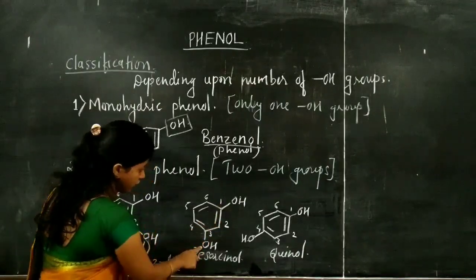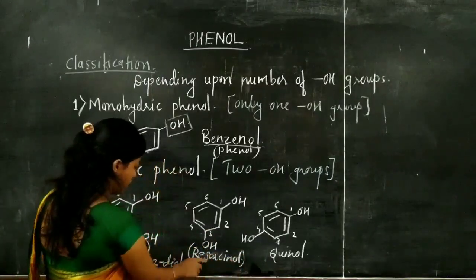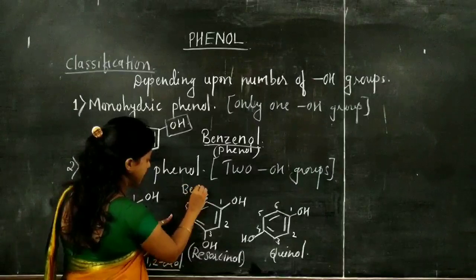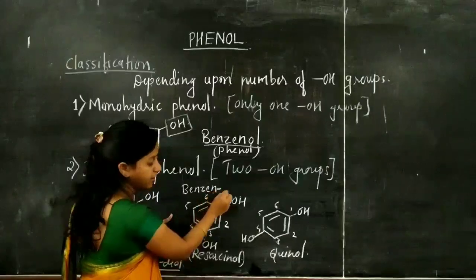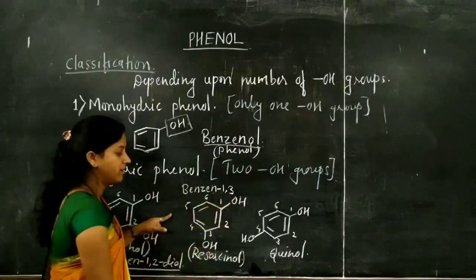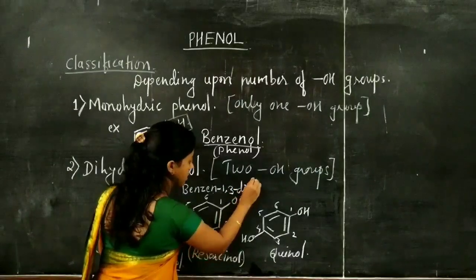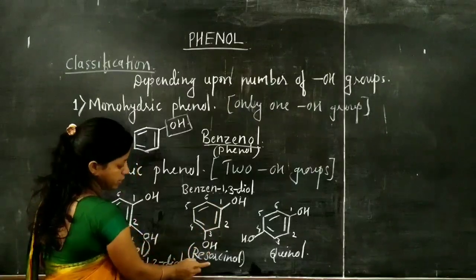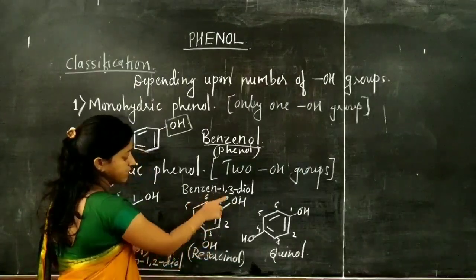When it is 1,3 substituted, resorcinol is the common name. For the IUPAC name of this compound, it is benzene, and we use a hyphen between the letter and the number. So it is 1,3. Between two numbers we have to use a comma. These are the rules of IUPAC nomenclature, and it is diol. So this is the IUPAC name of resorcinol. Resorcinol is the common name, benzene 1,3-diol is the IUPAC name.